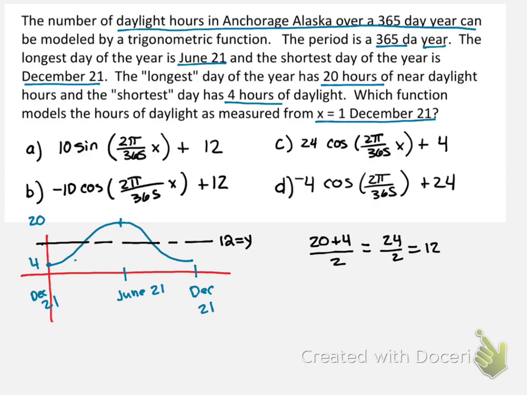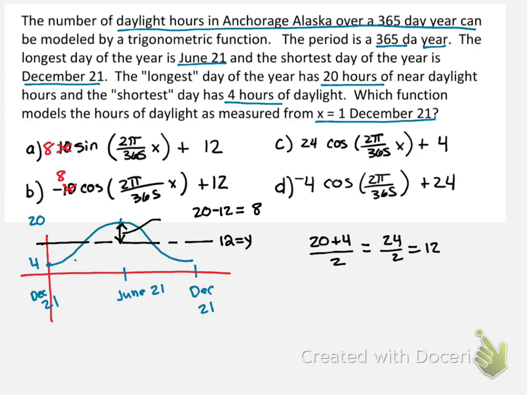Our amplitude will then be the difference between 20 and 12, which is 8. So as I look at these, none of these can be right. But we'll erase this one and make it 8, and this one and make it 8, because those are the closest.